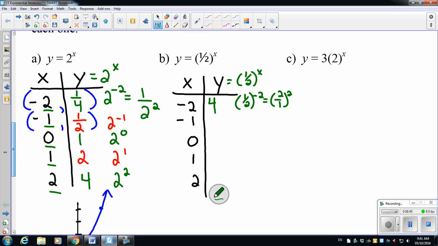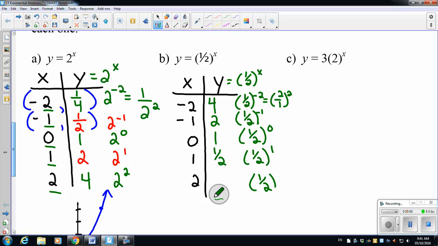And now I do the -1. Take out the x, put in the -1. Negative exponent flips the base around. So I have 2/1 to the +1, which would just be 2. Next one, instead of x, I put 0. Anything to the 0 is 1. Take out the x and put 1. Anything to the 1 is just itself. Take out the x and put 2. Anything to the exponent 2, or 1/2 to the exponent 2, would be 1 to the exponent 2, which is 1, and 2 to the exponent 2, which is 4. And there's all my points.